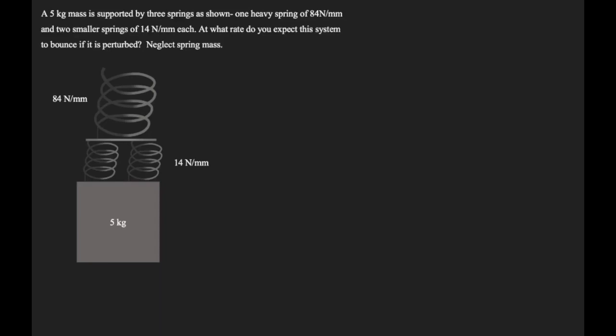Alright, so in this problem, a 5 kilogram mass is supported by 3 springs as shown. One heavy spring with spring coefficient of 84 newtons per millimeter and 2 smaller springs of 14 newtons per millimeter each. At what rate do you expect this system to bounce if it is perturbed? Neglect spring mass. So we're going to stick with the same 4-step approach that we've been using to solve these problems.